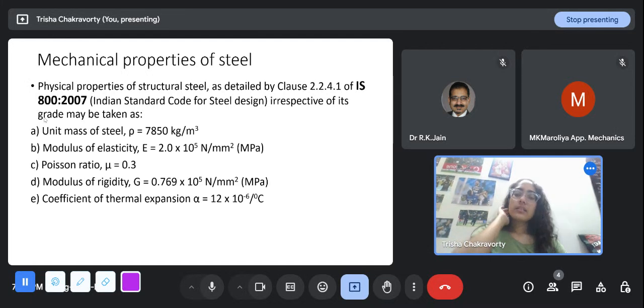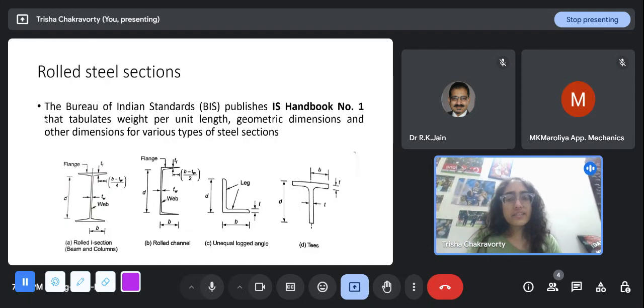These are the rolled steel sections that have been standardized by the Indian IS code. The Bureau of Indian Standards (BIS) publishes the IS Handbook 1 that tabulates the properties of all these predefined sections. Unlike in concrete, where we size the sections of beams and columns, for example beams, they have some criteria in the codes that the minimum dimension of a beam has to be greater than 250 millimeter, but it is not standardized.